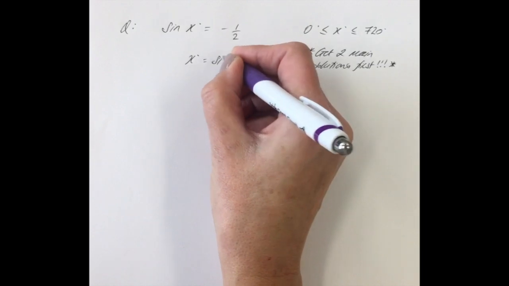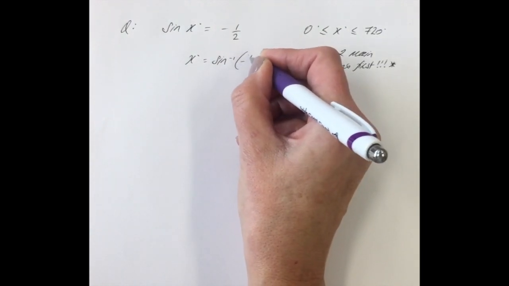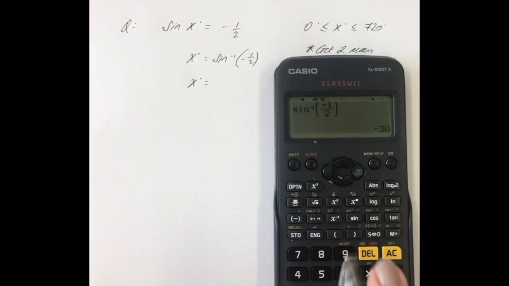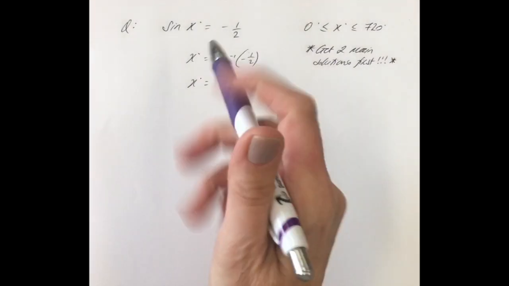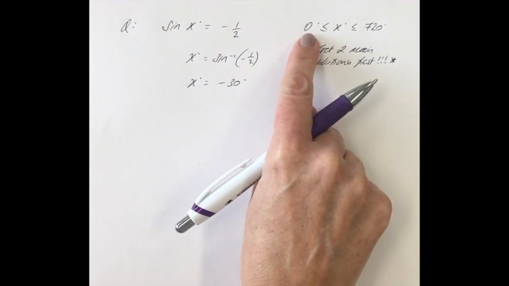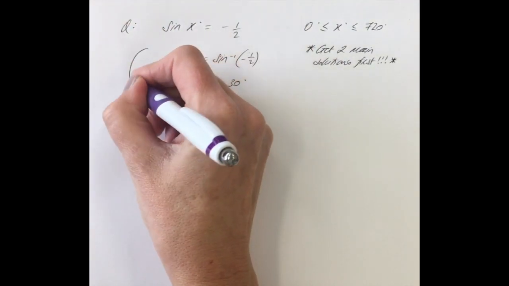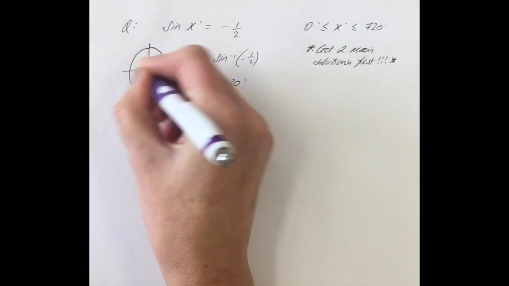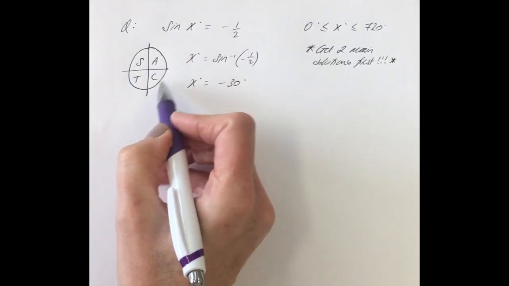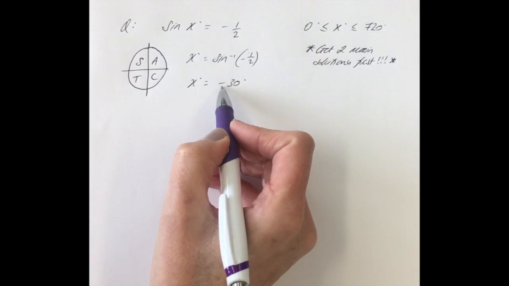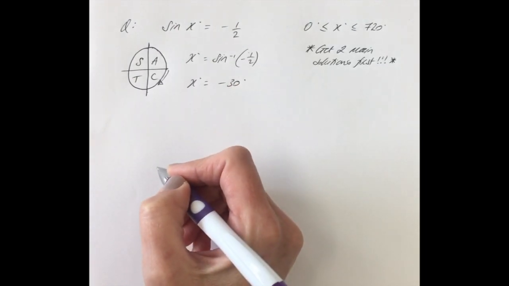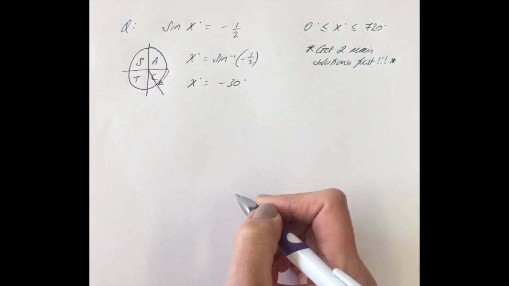So again, our usual, finding our first solution, we will do sine inverse of minus a half. Now we're getting a minus 30. Now minus 30, first of all, isn't in the range we want, of course. And where it is, let's have a look at our unit circle here. That's 0, 90, 180, 270, back around to 360. A negative 30 would be going backwards 30 degrees. Okay, so it's actually in this quadrant here.